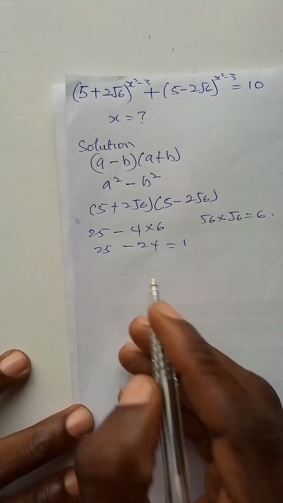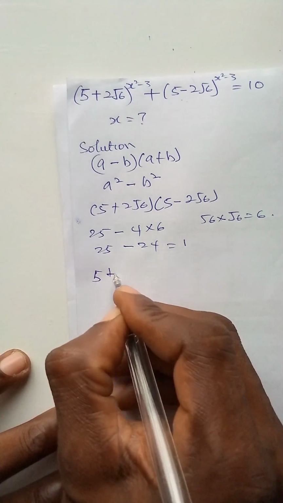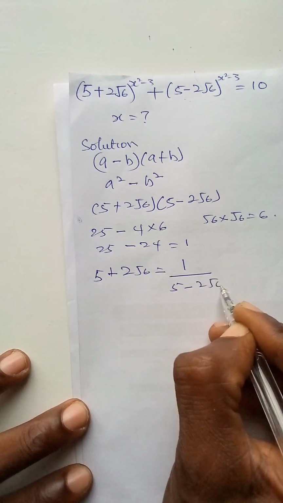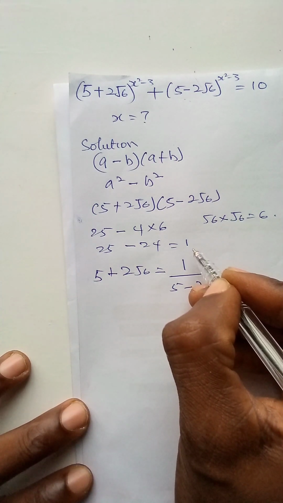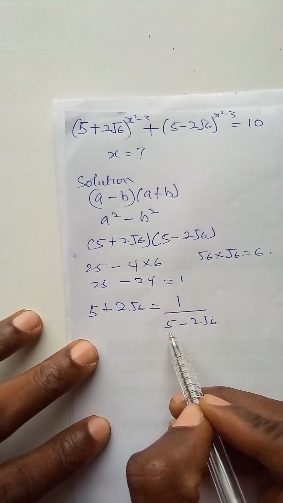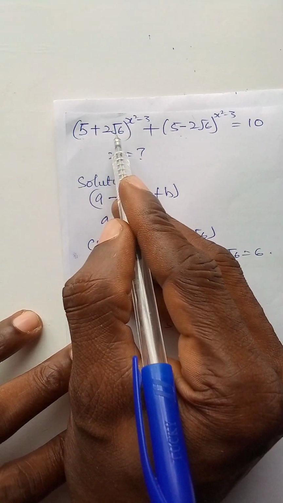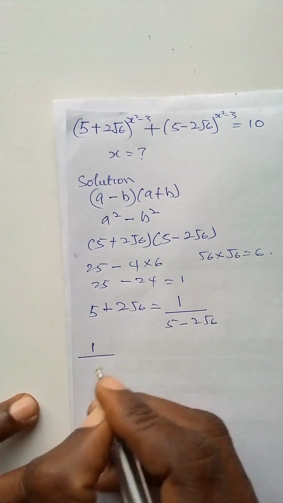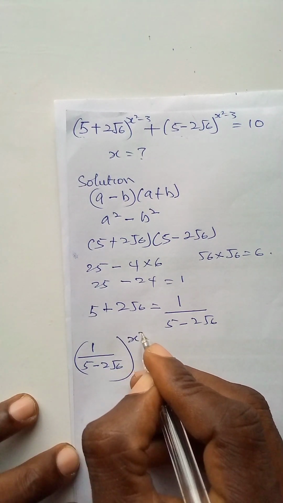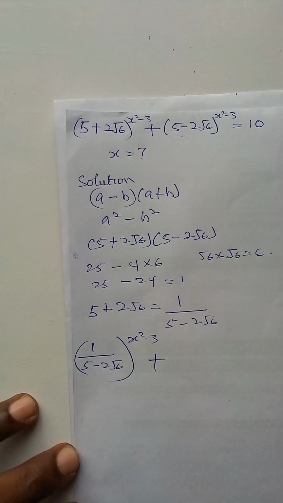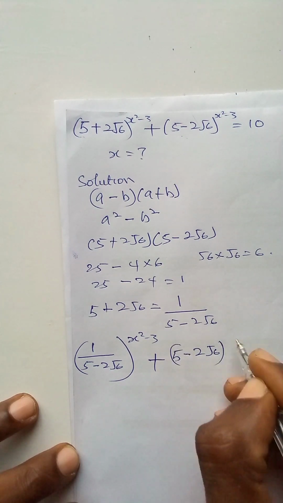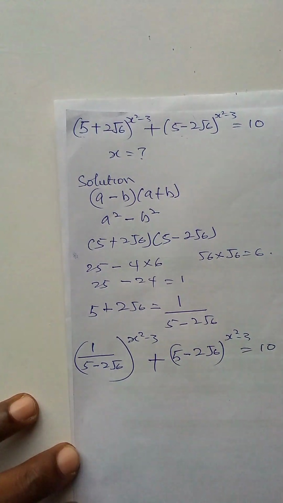So what I will do now is this. I will say 5 plus 2√6 is equal to 1 over (5 minus 2√6), since if I multiply them, I'll have 1 as the answer. Now, I will go to the original question and put 1 over (5 minus 2√6) in place of 5 plus 2√6. So that becomes (1 over (5 minus 2√6)) all raised to power x² − 3, plus (5 − 2√6) raised to power x² − 3 is equal to 10.